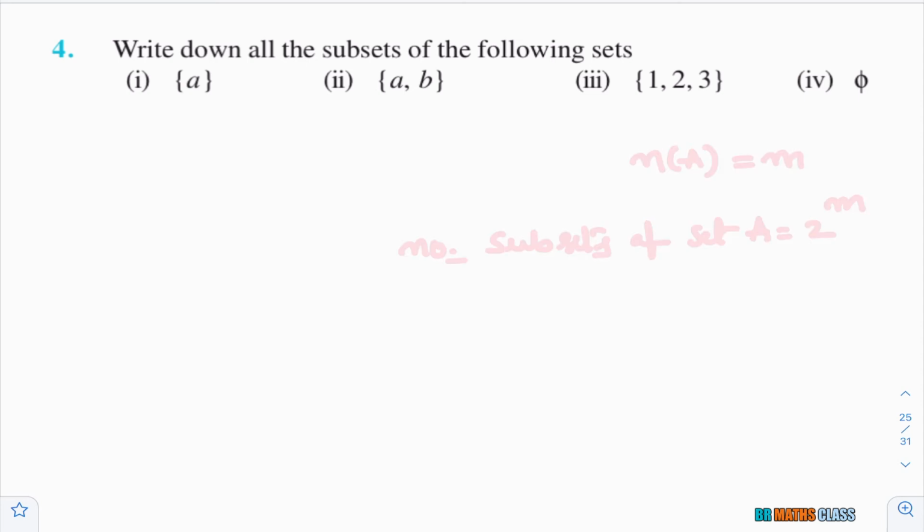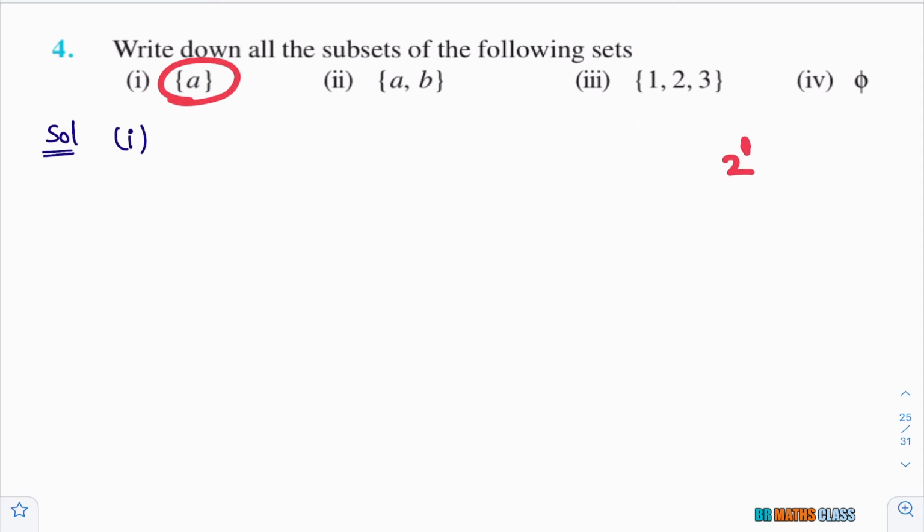Okay. So here, the point is, they are saying write down all the subsets. Solution. This set contains only one element. How many subsets are possible for this set? This set contains only one element. The number of subsets is 2 power 1. 2 power 1 means 2. So how many subsets will you get for this? You will get 2 subsets for this.